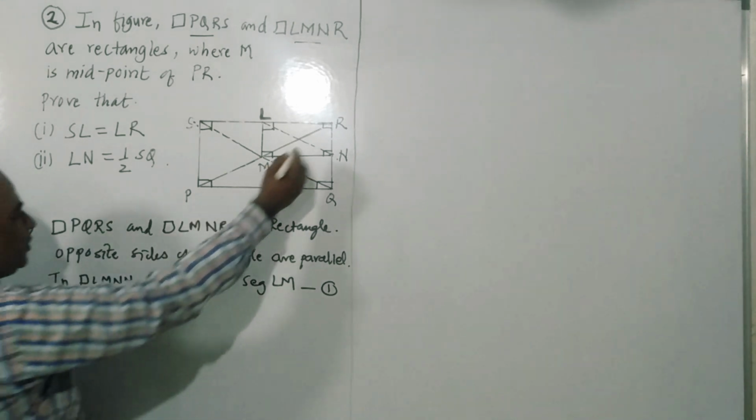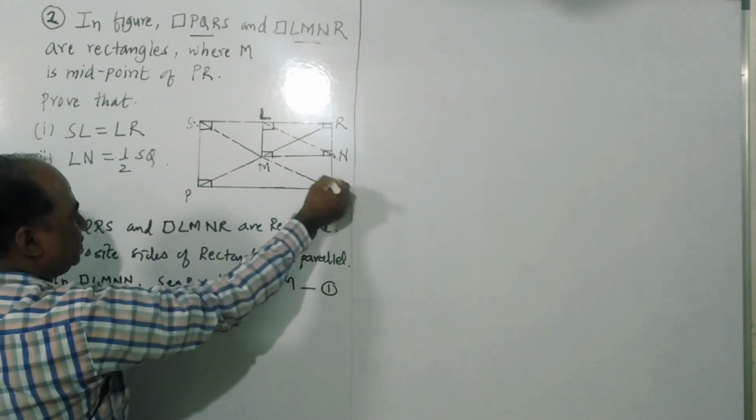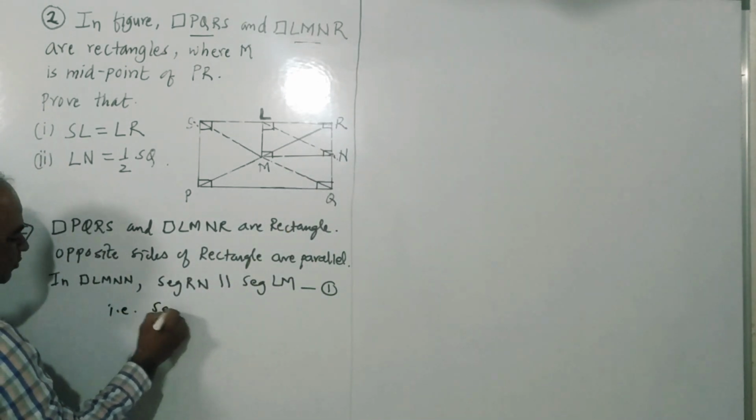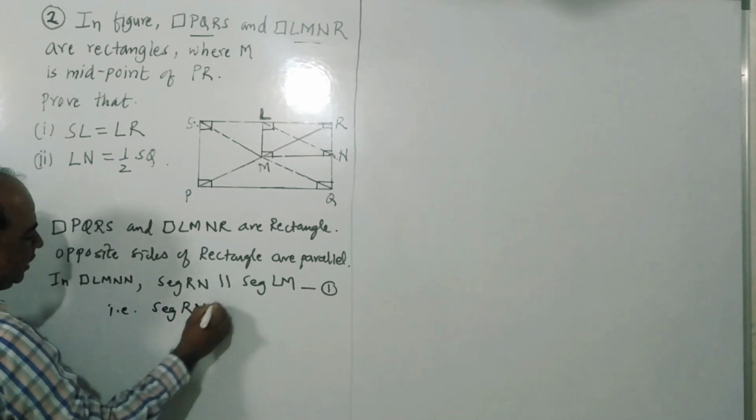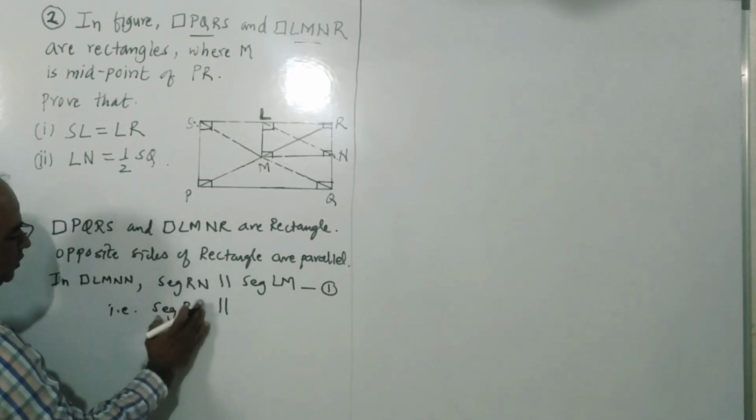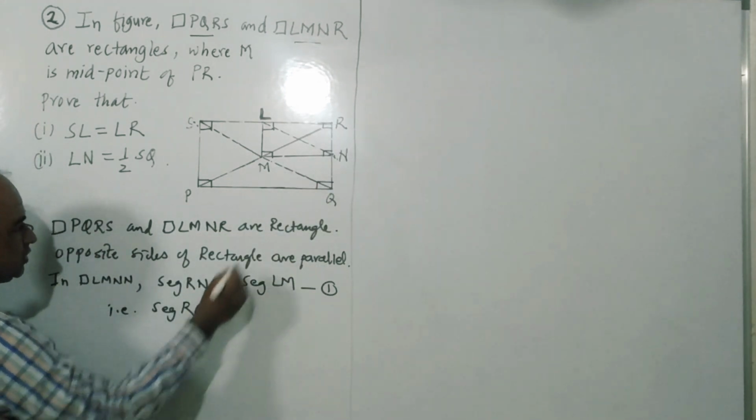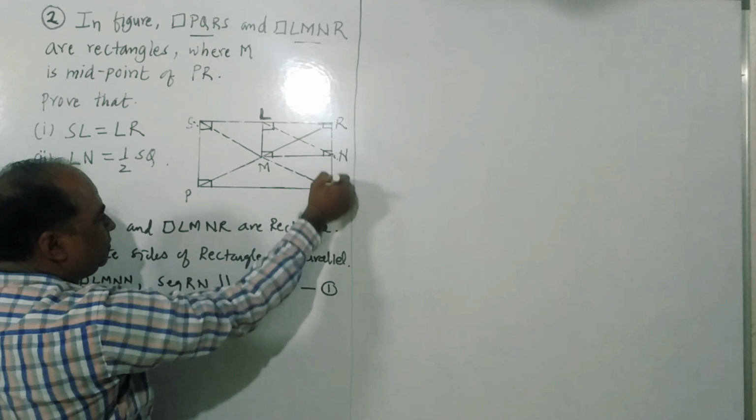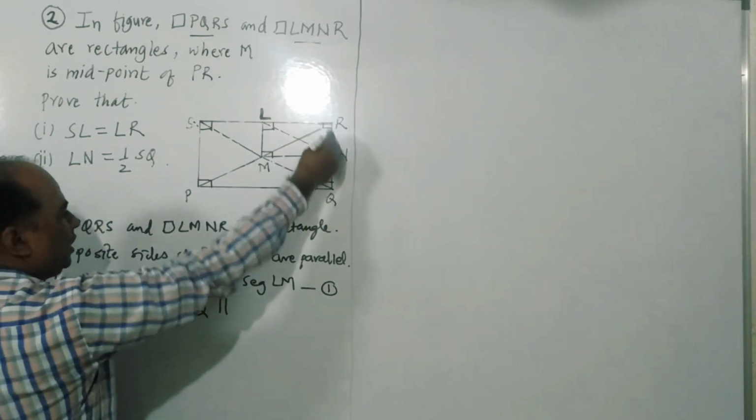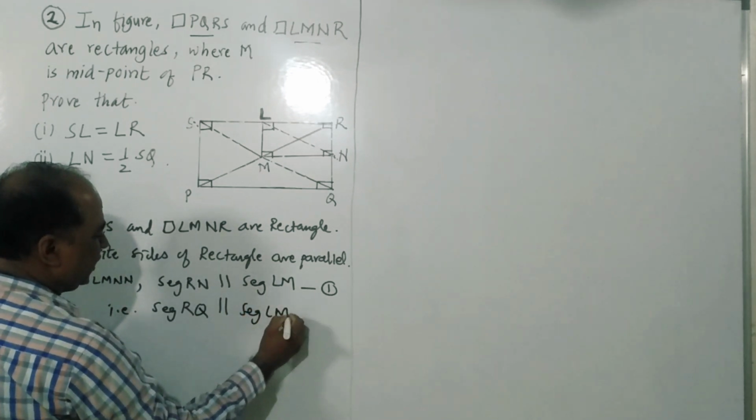Also, segment RN is parallel to segment RQ. That is, segment RN and RQ are lying on the same line. Point Q is on the same side of the rectangle. Therefore, RQ is parallel to segment LN.